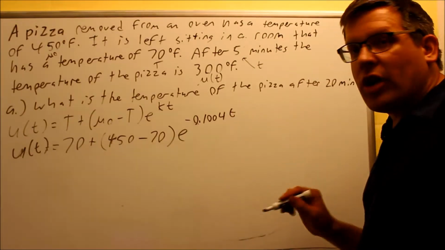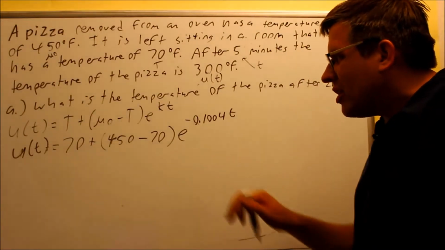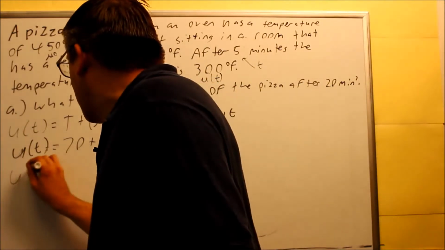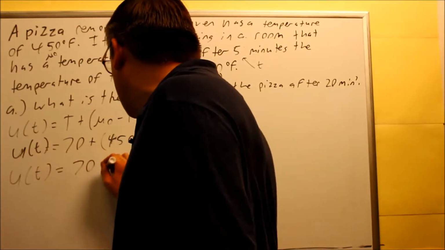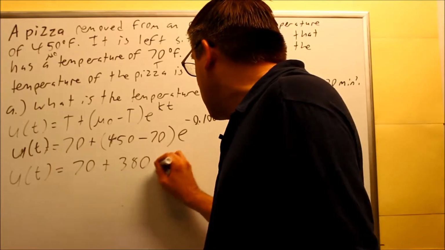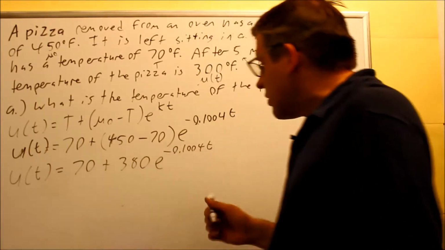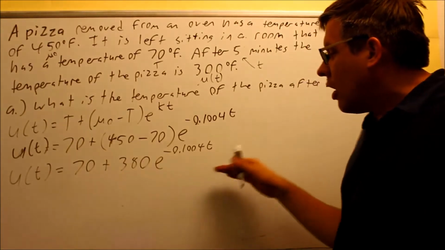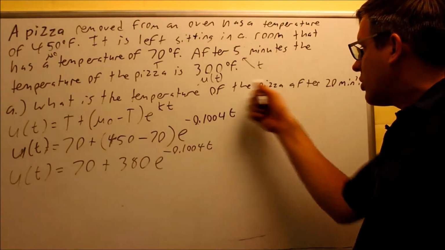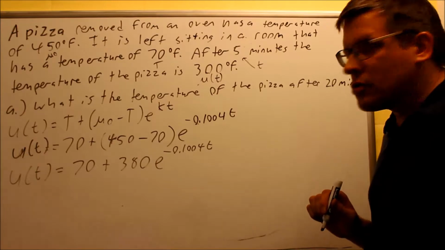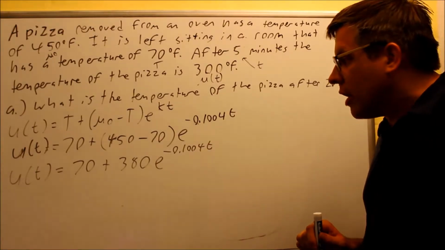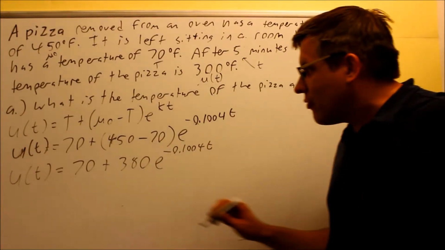That's the K value we found by going through all that work, and we get this. And we can actually simplify that down. That's going to give us 70 plus 380 e to the negative 0.1004t. So now we have our exact formula that we're going to use here. What's the temperature of the pizza after 20 minutes? Since we have our model that's created now, we're just going to put 20 in for time.